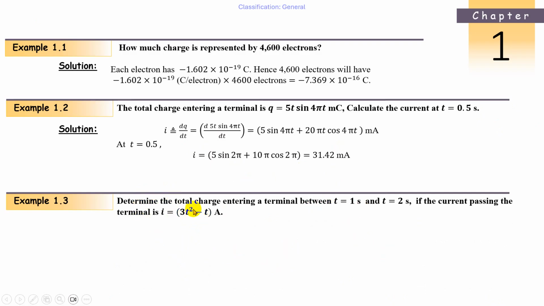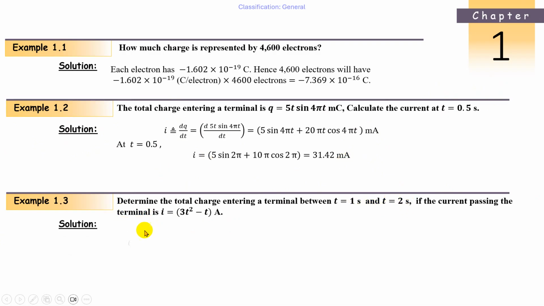Now, the reverse way. We got a current, we need a charge. Determine the total charge entering a terminal between time 1 second to 2 second, if the current passing the terminal is I equal to 3t square minus t. So what is the equation? Integration will come here. Same equation, but here we need q, so we have to integrate I with respect to time from 1 second to 2 second.